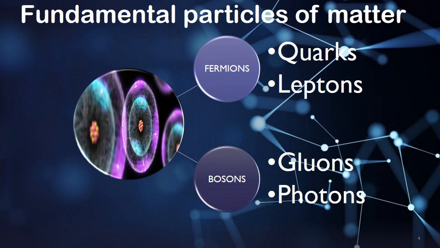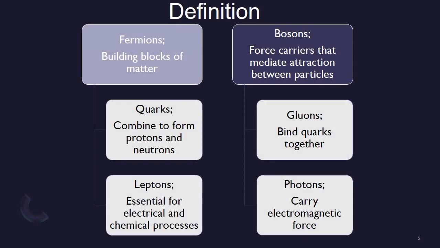Fundamental particles of matter. The fundamental particles of matter are classified into two groups, fermions and bosons. Fermions include quarks and leptons, while bosons include gluons and photons. Now let's define the fundamental particles of matter. Fermions. Fermions are building blocks of matter. Fermions are further divided into quarks and leptons. Quarks combine to form protons and neutrons, while leptons are essential for electrical and chemical processes.